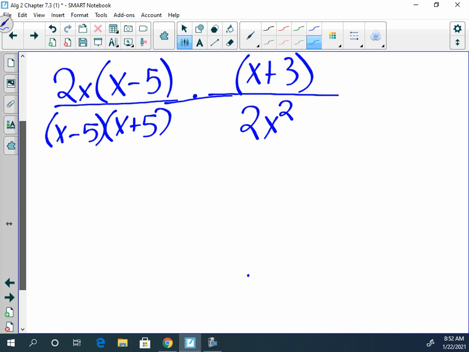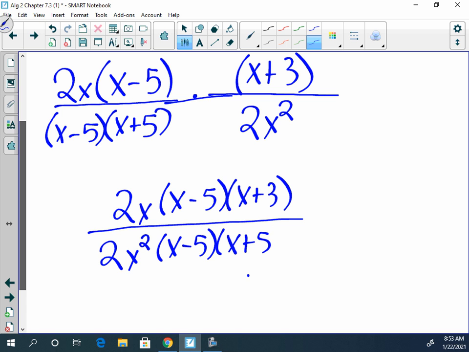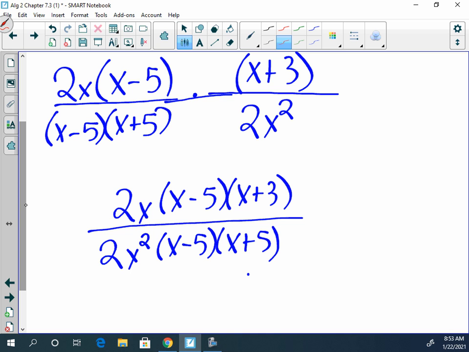So, I mean, we could do that, or we can rewrite it as 2x times x minus 5 times x plus 3 all over 2x squared times x minus 5 times x plus 5. Now, what's in common on top and bottom? X minus 5 and x minus 5. So the 2 and 2, yes, and one of our x's would cancel out with one of them on bottom. But since there's 2 on bottom, x squared, we're left with 1, because it takes away one of them.